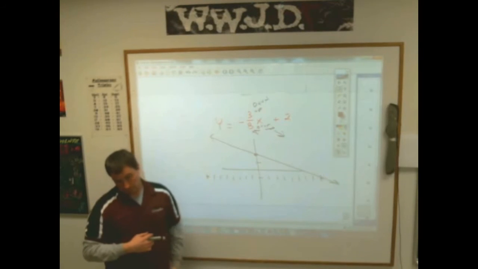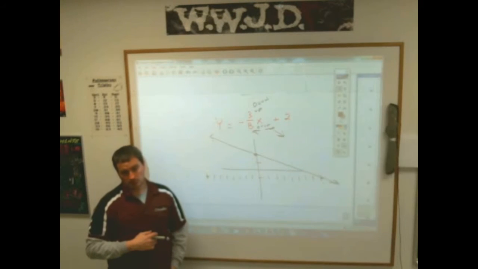No, the little fraction thing with your slope. So whatever that thing is, that's how far up and over you go. So what if I went up 8 and over 3?